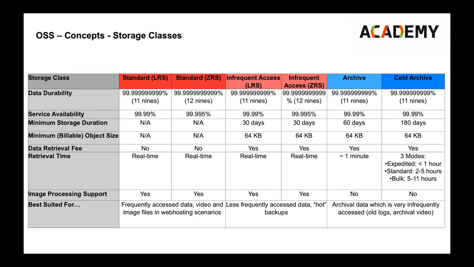However, if that isn't high enough, you can choose standard or infrequent access ZRS. ZRS is zone redundant storage. In zone redundant storage, we keep the copies of your data in different zones.